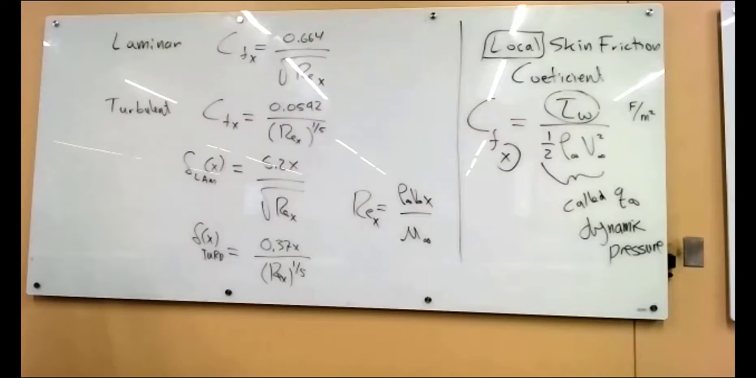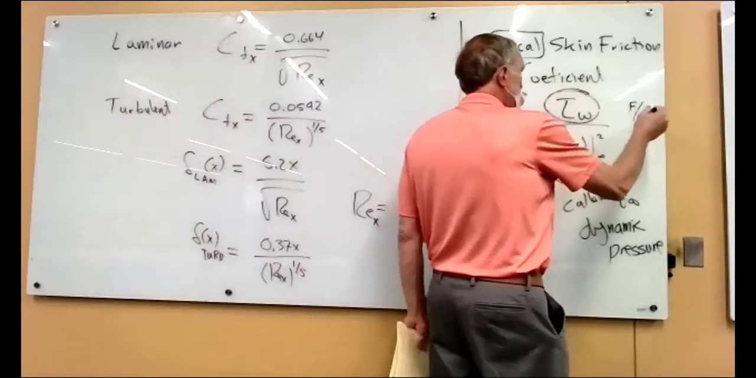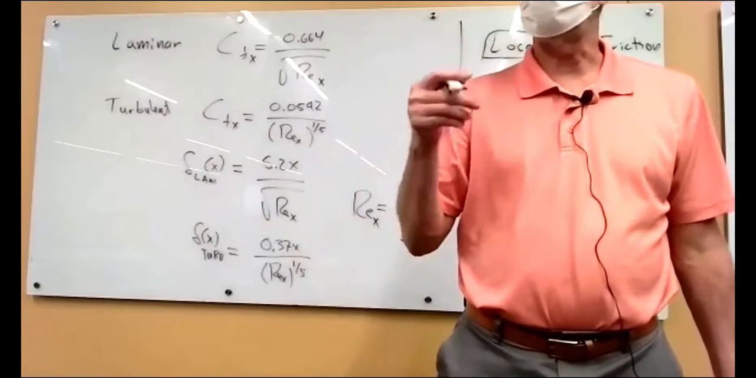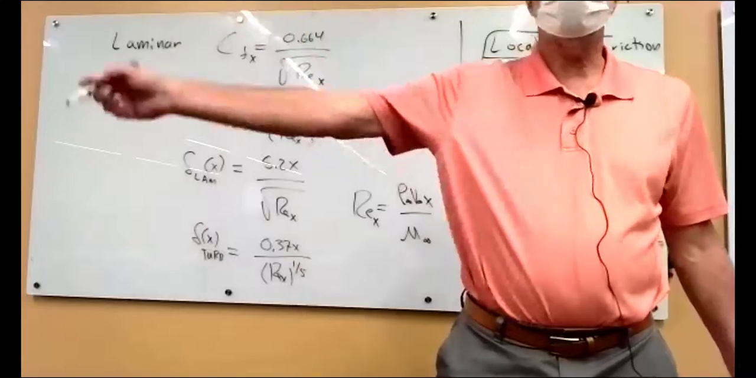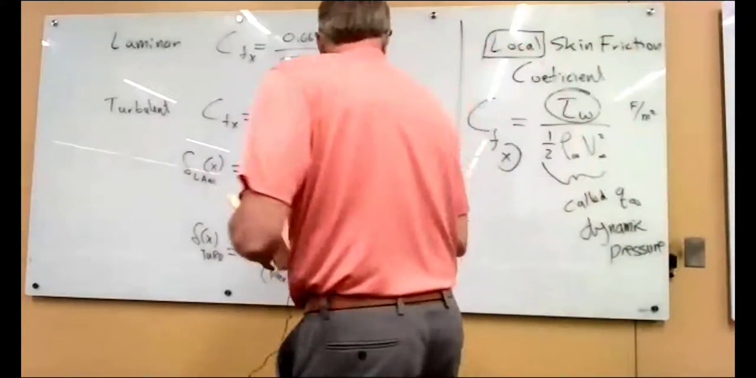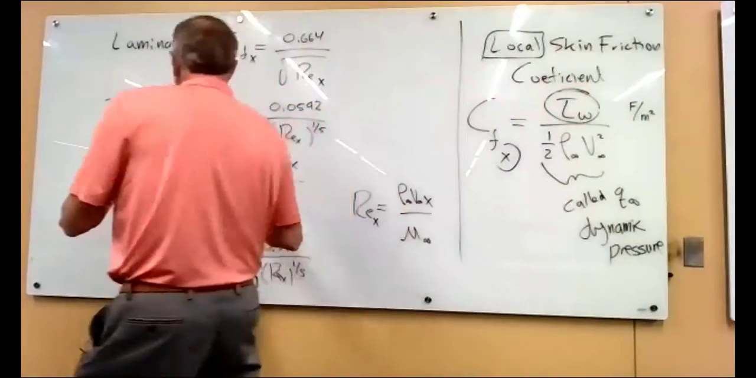All right, what if we want the total drag on the plate? Well, what we have to do is add up all of the shear stresses, which is force per unit area, multiply by the area to get the total drag. So obviously how long the plate is, how wide the plate is. So the formulas I'm going to give you next are for the total skin friction.